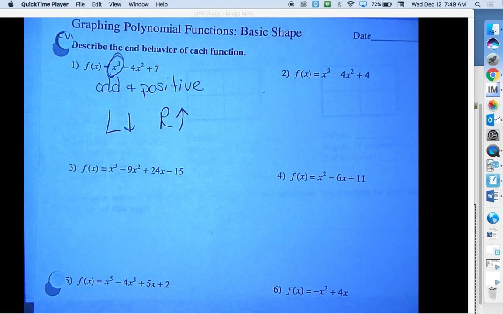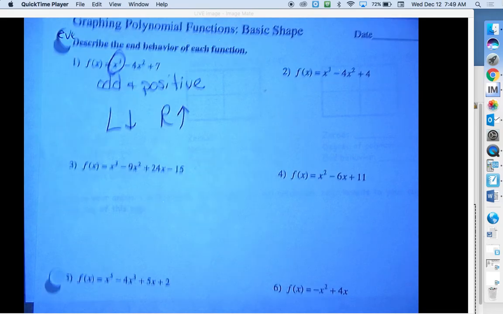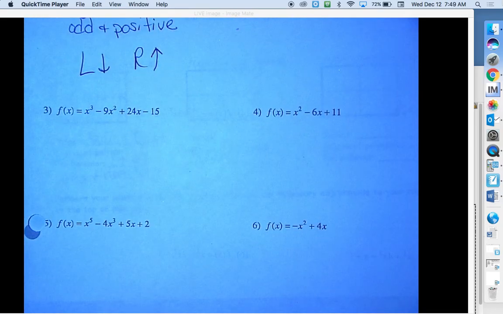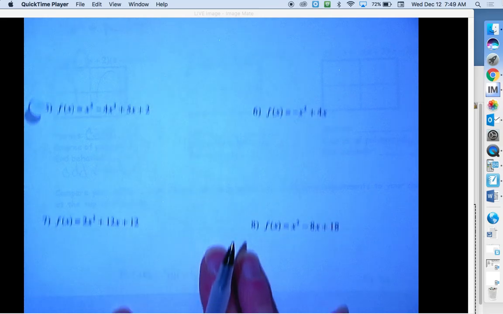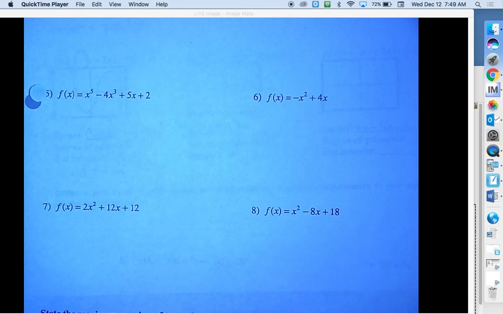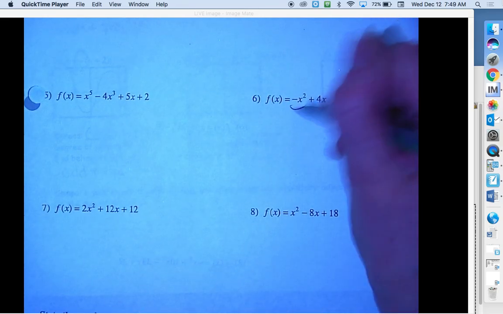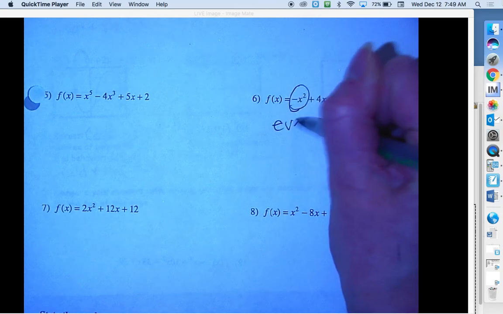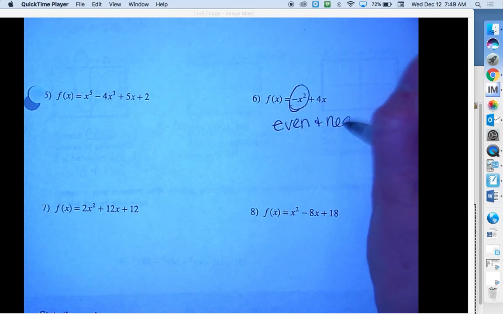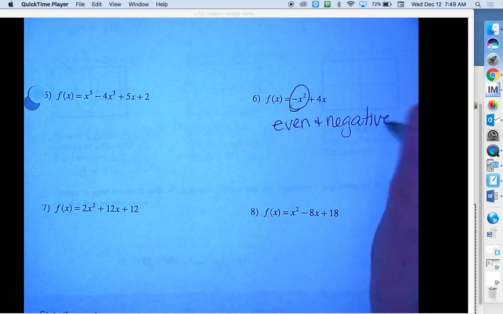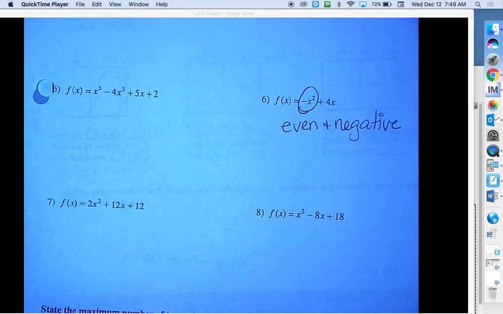So if you look at, let's see here. Number 6, that was the last one we didn't do. Right here, number 6, it's even because it's x squared, and it's negative. So Gavin, what do you know about even and negative graphs? Even and negative, they both go down. The left would go down and the right would go down.